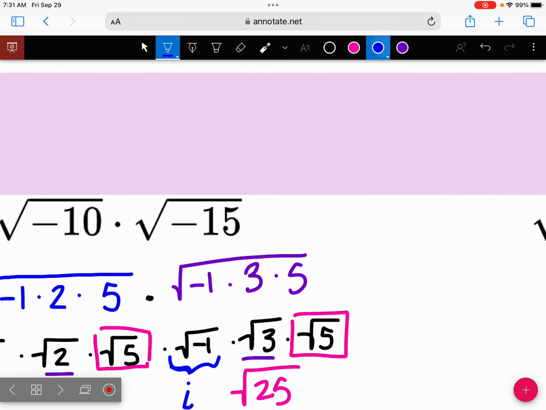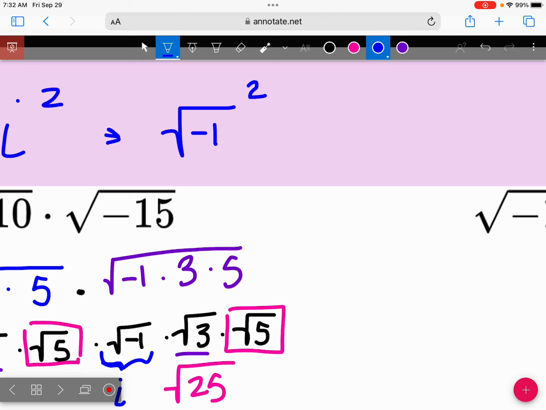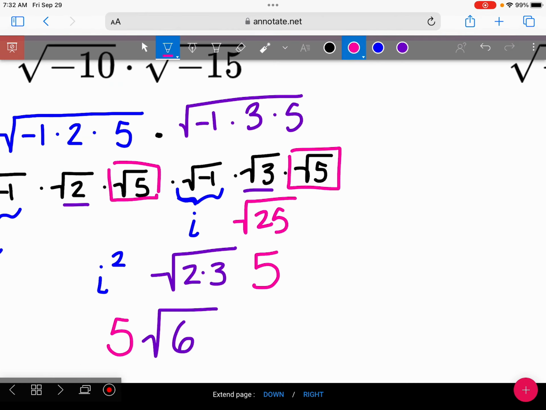And then I want us to think for a second on I squared. What that really is, that's square root of -1 squared. What happens when I square a square root? They cancel. So I squared is -1. So when I have I squared down here, and I need another color. Let's go with orange. I squared down here means -1. So thank you, sir. -5 square root of 6.